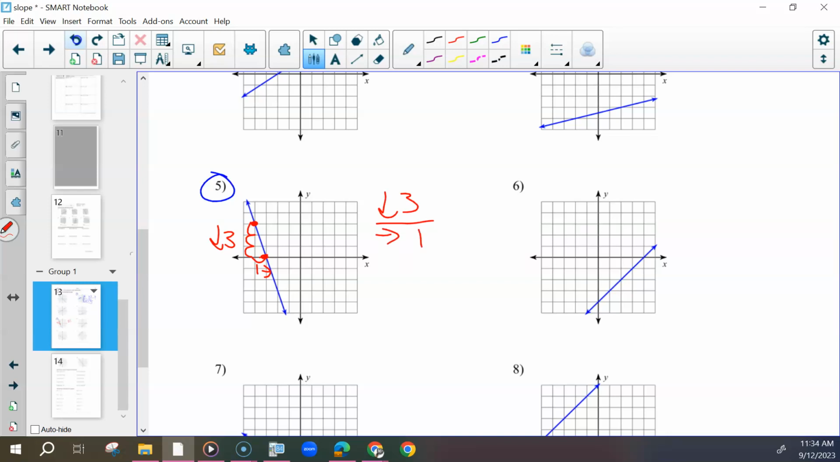If we're going down and right, does that give us a positive or a negative? Negative. The down would make that a negative. Negative 3.